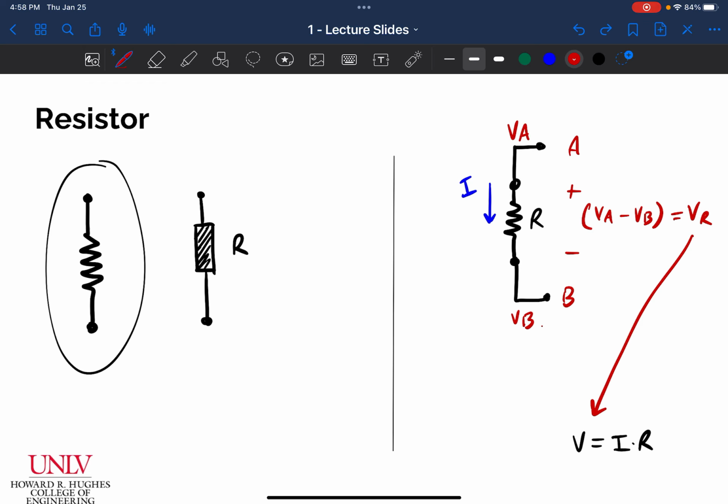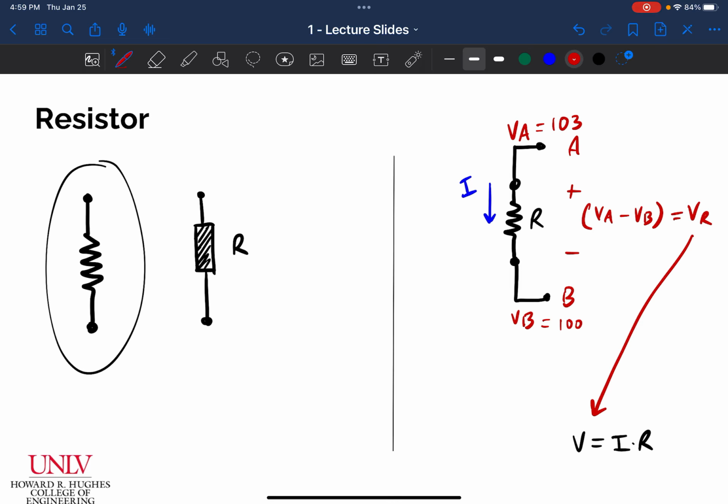So if VB was 10 and VA was 13, or VB was 100 and VA was 103, this circuit would behave exactly the same, because the difference would be exactly the same. It would be 3 volts across my resistor. So that is a very key concept, and I'm introducing that now. Keep that in mind as you use Ohm's law.